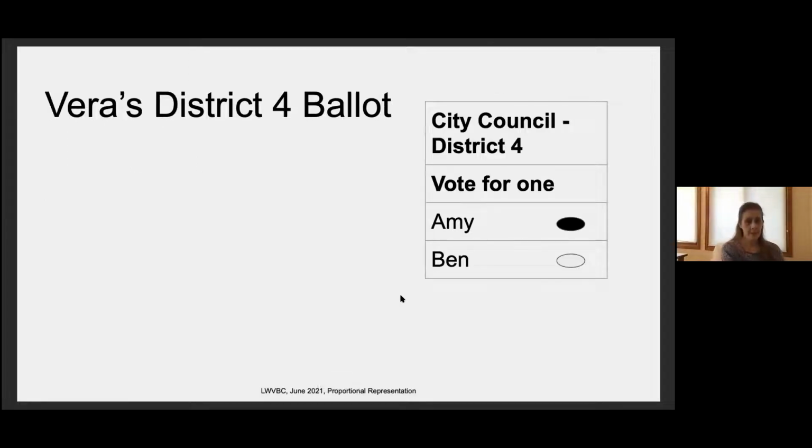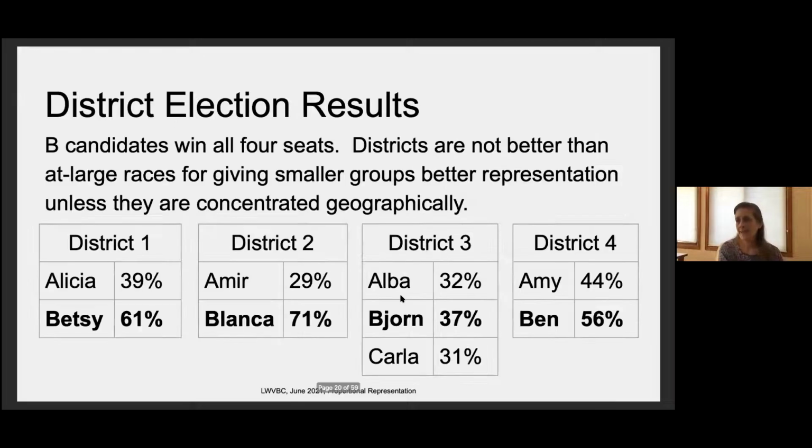So Vera lives in District 4, and this time her ballot only lists 2 candidates, Amy and Ben. Her favorite, Alicia, lives in District 1, so she doesn't get to vote for her favorite, but she does prefer Amy over Ben. So this is how she votes. What's the outcome? Well, the same thing happens because there's not much geographic clustering of the groups in this city.